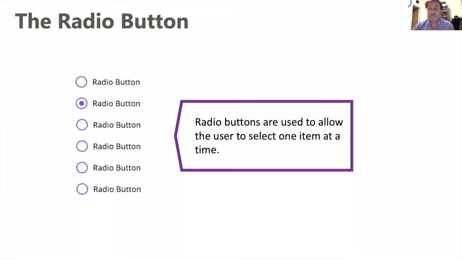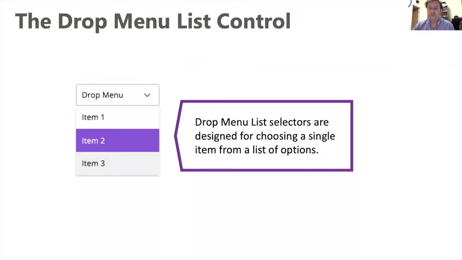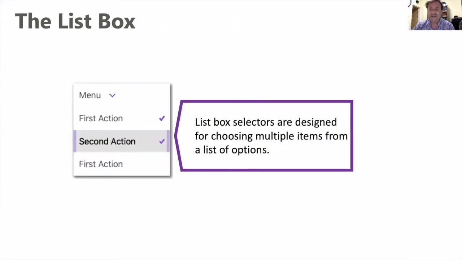Radio buttons are used when the user needs to select one item from the available options. The drop menu list control allows users to select one item at a time from a list. Great for when you need to save space in the UI. Add clear user instructions to the control. The list box allows users to select multiple items at the same time. A great compact control that can support long lists of options if necessary.